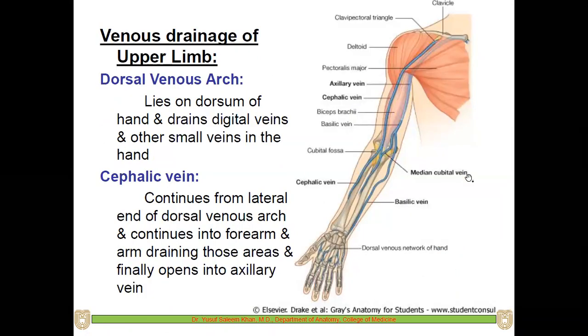On the dorsal side, dorsal meaning behind, we have the dorsal venous arch. The beginning of the veins will be from the capillaries, with very small veins, many small veins all joined together, forming an arch on the dorsal aspect of the hand that is called the dorsal venous arch. The dorsal venous arch lies on the dorsum of the hand and drains digital veins and other small veins in the hand. So all the small veins from everywhere in the hand join together and form an arch here called the dorsal venous arch.